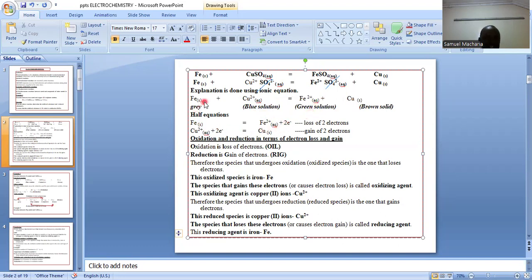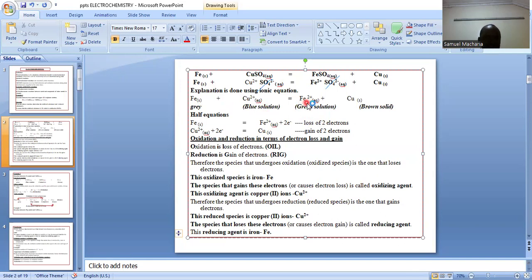Now I want us to look at the change that takes place in the reactants. The iron metal is converted to iron 2 positive cations. We know that when metals are converted to cations, there is loss of electrons. For example, iron loses 2 electrons to become Fe2 positive. So there is loss of 2 electrons. I want to take you back. Previously, we said iron metal is oxidized to iron 2 sulfate, where we have the iron 2 positive ion.